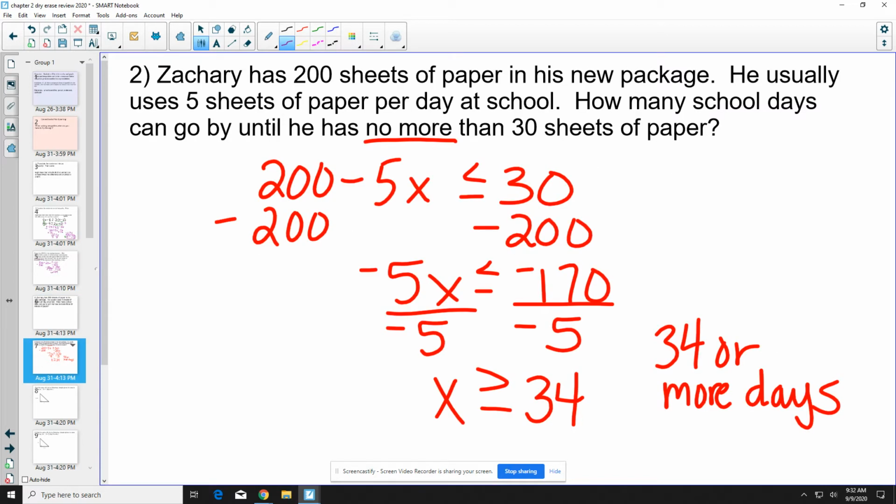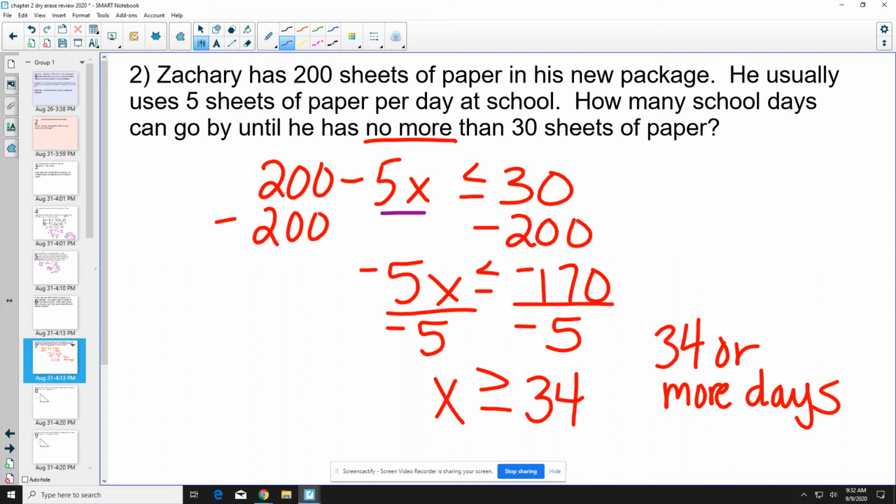Okay, let's see how we did. So Zachary has 200 altogether, and he's using 5 sheets per day. So this is like a 5 times X. You're subtracting it because he's using it. He wants not more than 30. So not more than 30 would be less than or equal to 30.